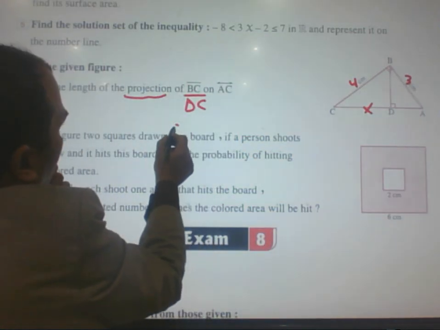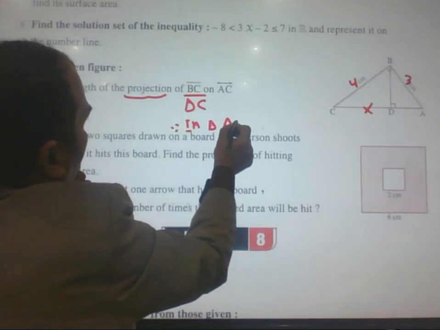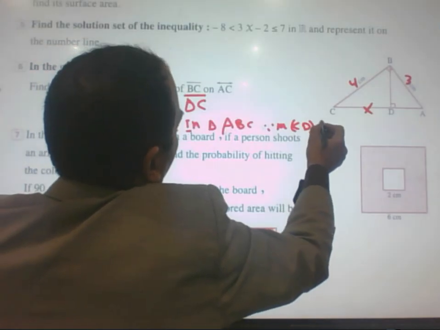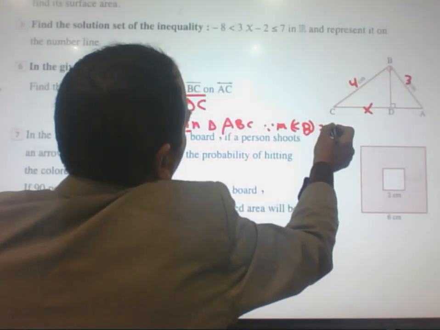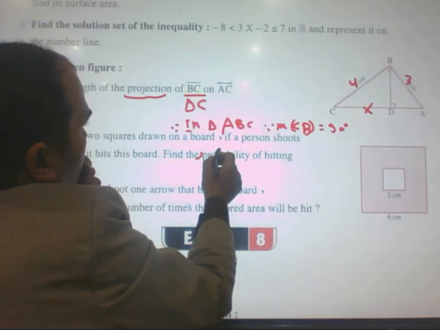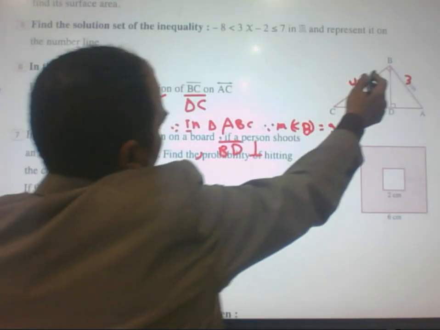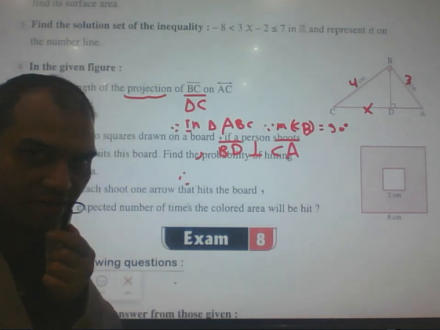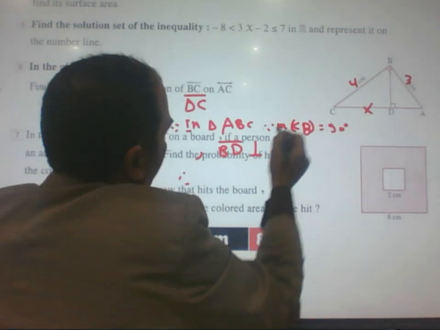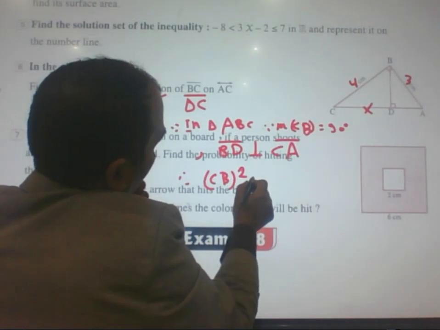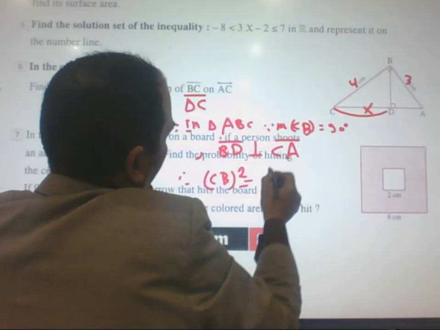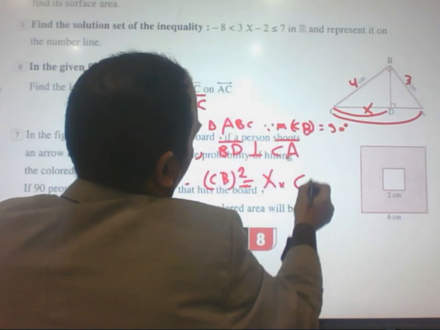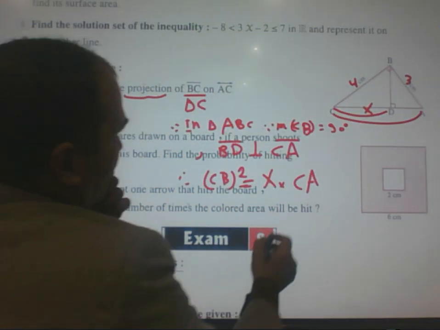For the proof, I say: such that in triangle ABC, the measure of angle D equals the measure of angle B equals 90 degrees, and we also have BD perpendicular to CA. Then we can use Euclid's theorem. We have CB squared equals x, the projection here, multiplied by CA.